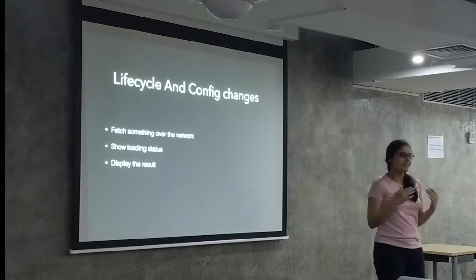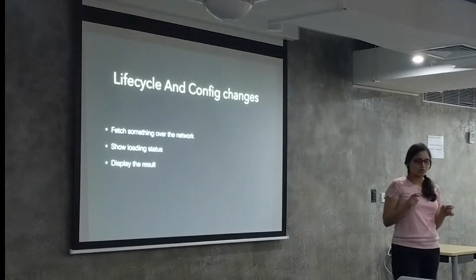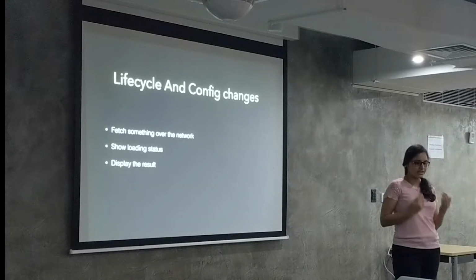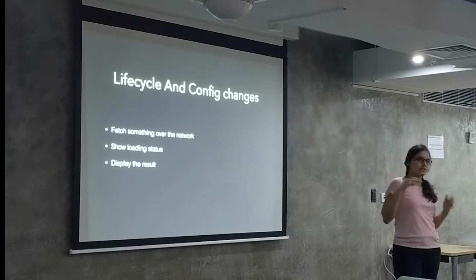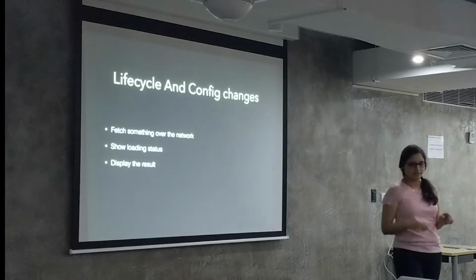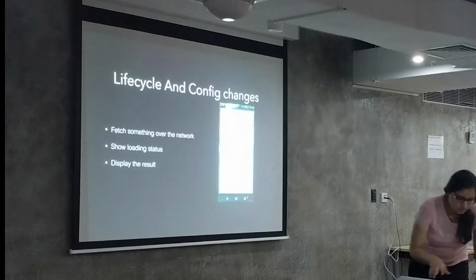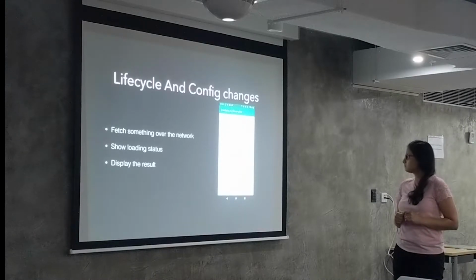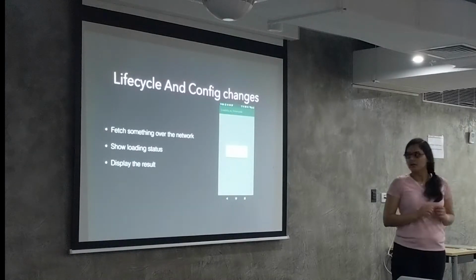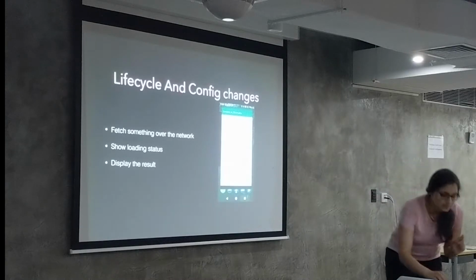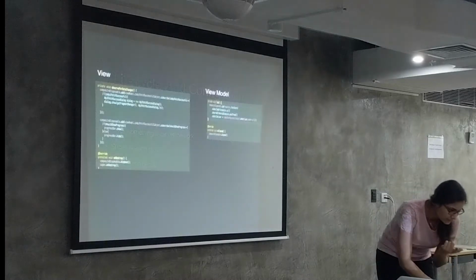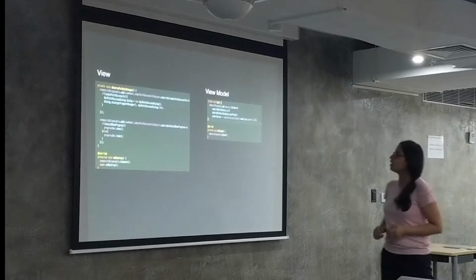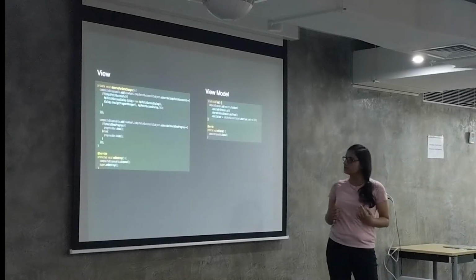I'll try fetching. The code will fetch something over the network, and then I'll show a loading, and once the API call is completed, it will show a dialog saying that the update is completed. I'm just going by this example. It's going to be something like this. This is what we'll try to create, and you will see the code.